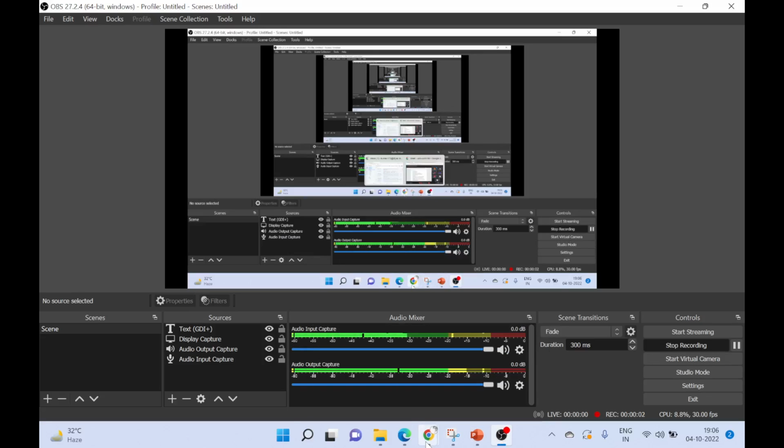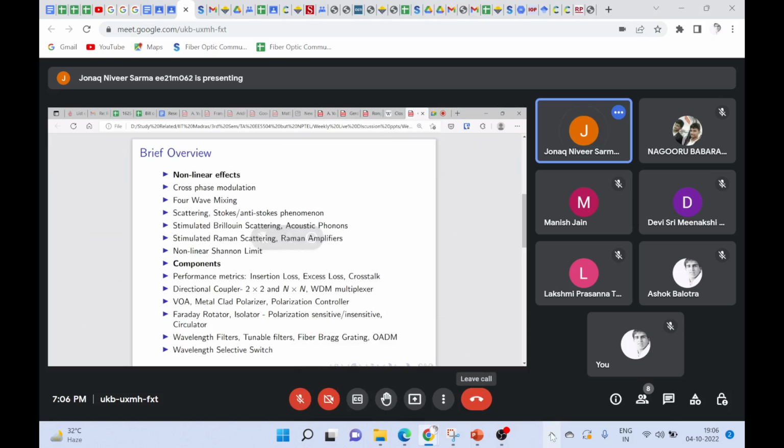Half of this week was about finishing the discussion about nonlinear effects in fiber, and the other half was about commonly used optical components and some of the performance metrics that we keep using again and again.